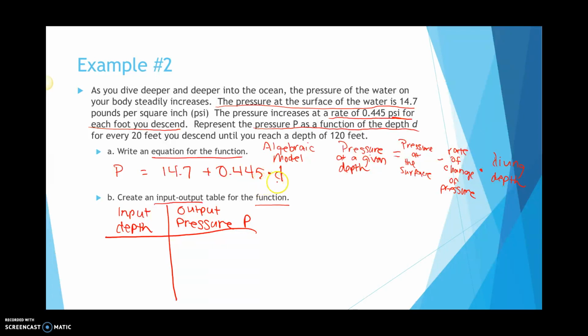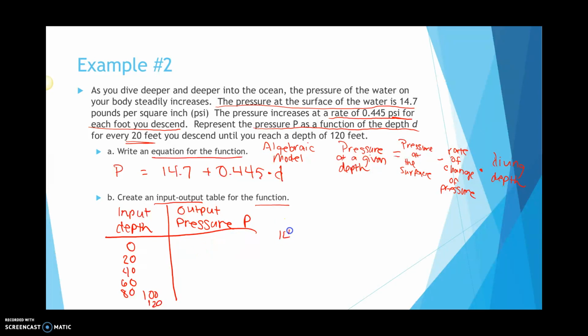It says represent the pressure P as a function of the depth D for every 20 feet you descend. So we're going to start with 0 and then descend every 20 feet. So 0, 20, 40, 60, 80, 100, and then 120. Sorry, I'm running out of room here. So we're going to take those depths, 0, 20, 40, 60, 80, 100, 120, and plug them into my formula to find my output.